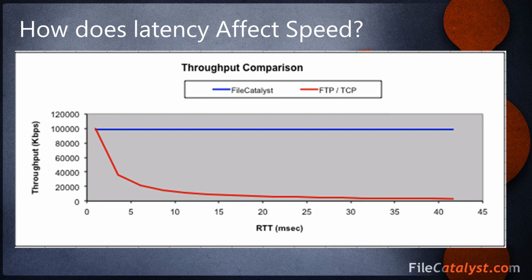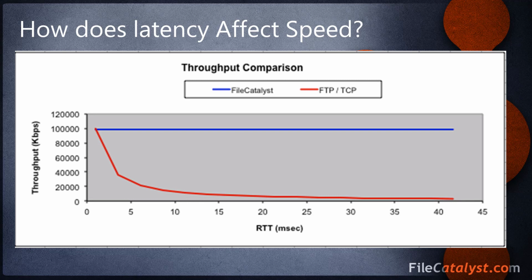And now this next slide shows how latency affects speed with TCP and with FileCatalyst. So we have what's called round trip time, and round trip time is the time it takes for a packet to be sent and an acknowledgement to be received by the sender. As I mentioned earlier, it's very transactional. The first packet has to be sent, and once the receiving end receives the packet, it has to send an acknowledgement that it received it, and it gives the go ahead to send the next packet. And that whole transaction is referred to as round trip time, or RTT.